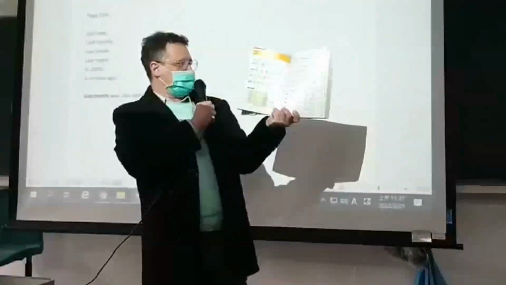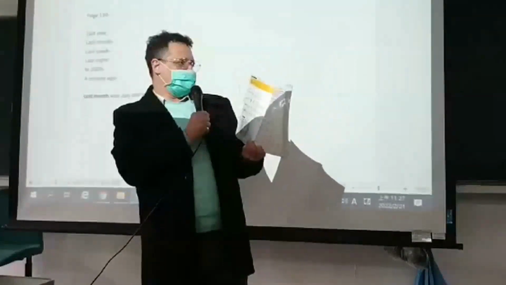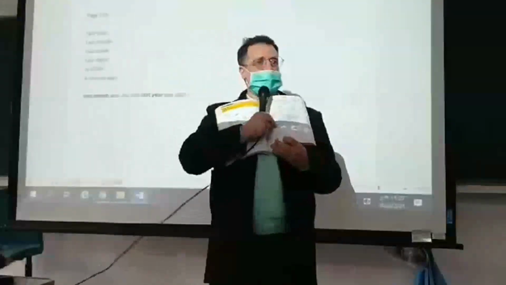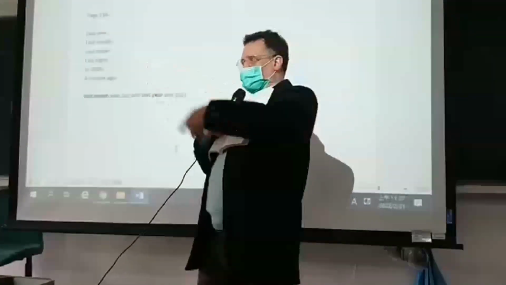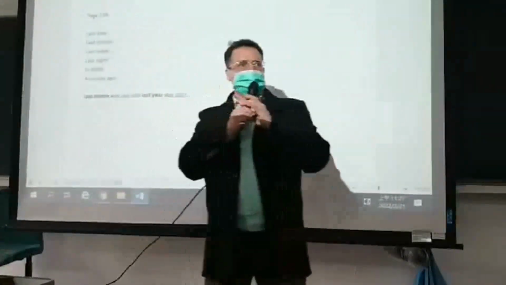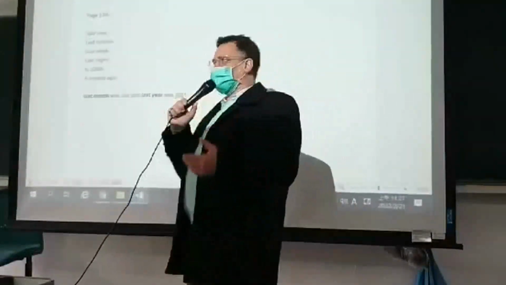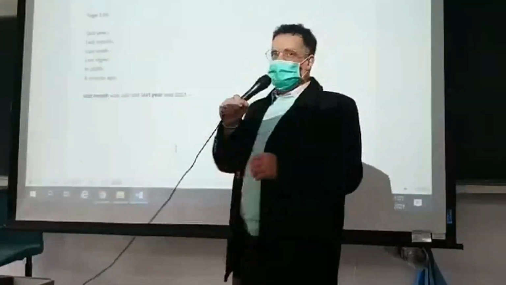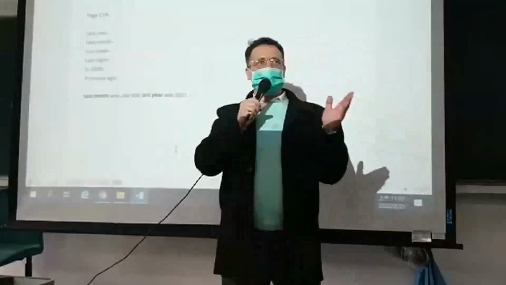So you have some examples about the use of the past tense here. And to help you, if you don't have a book, you may also take a look at your classmates' book for reference. So what we would like to do is to tell me about something that happened last year. Choose one of them.